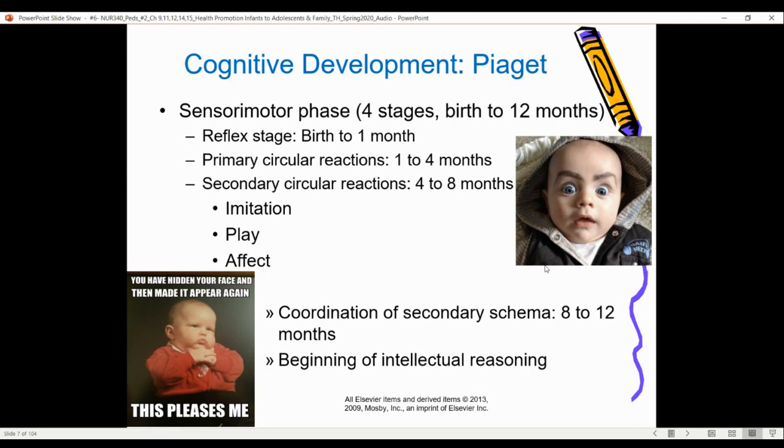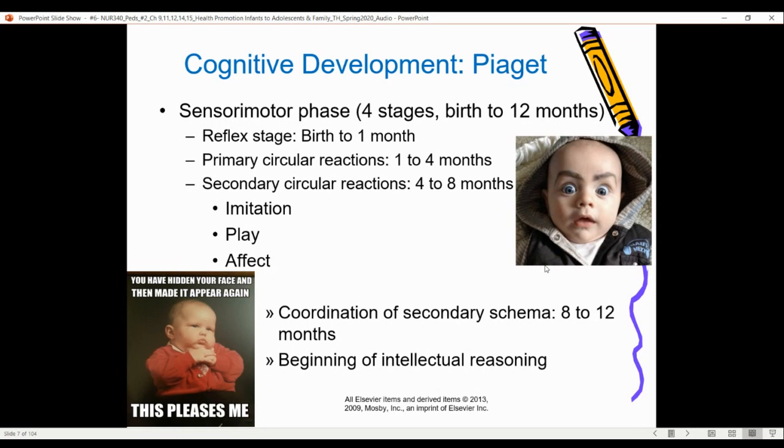Secondary circular reactions are the 4 to 8 month olds. This is my personal favorite with infants. I love this age of development with infants. Right about 6 months of age, when they can sit up on their own and they start interacting with you, it's a great age. So a couple of the things that I really enjoy, and these are the things that they're developing.